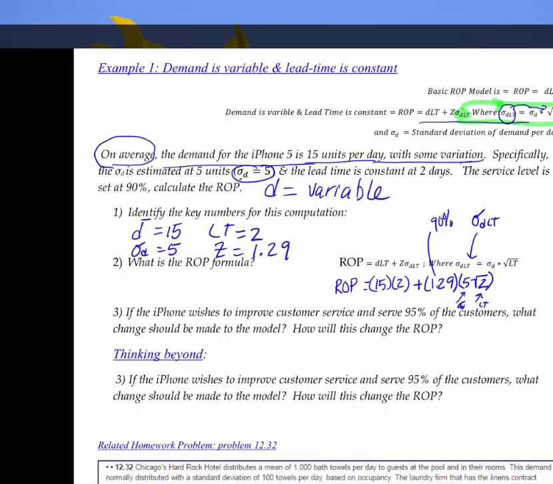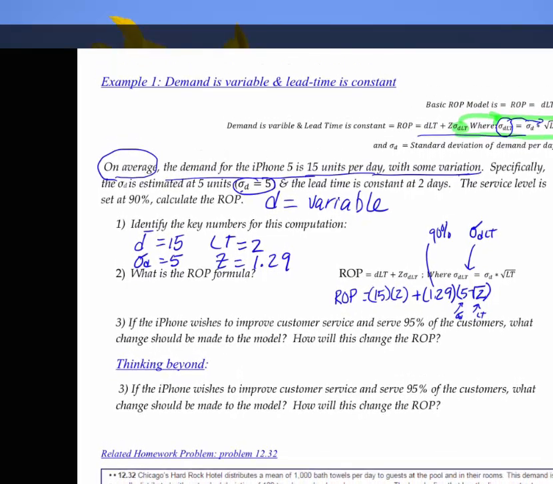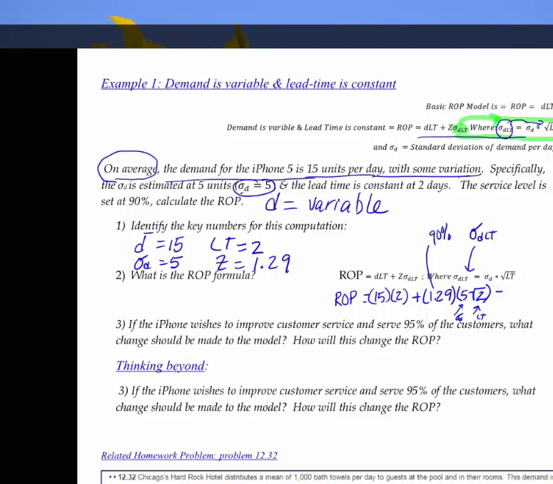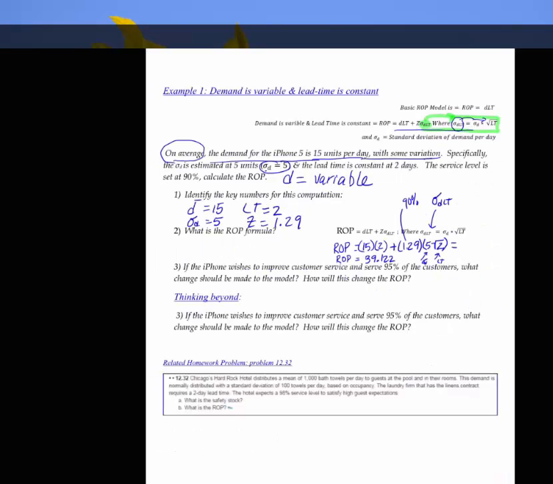So we go ahead and do that, and we find out that the reorder point for this problem should be about 39.122. So what this means is when our stock drops to 39 units, it is time to initiate another order.